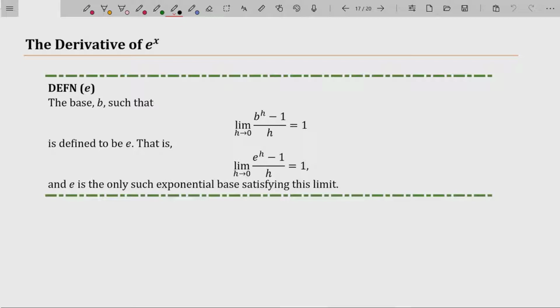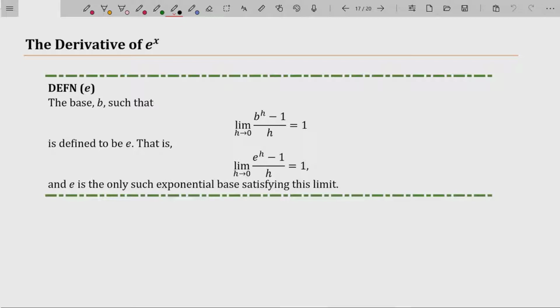And so there are a few definitions for this number e. It is a limit, and I think we discussed that in a previous video, that e is defined to be a very specific limit: the limit as x goes to infinity of (1 plus 1 over x) to the x power. But here's yet another definition for this base e. It is the base b such that the limit as h goes to 0 of (b to the h minus 1) over h is equal to 1.